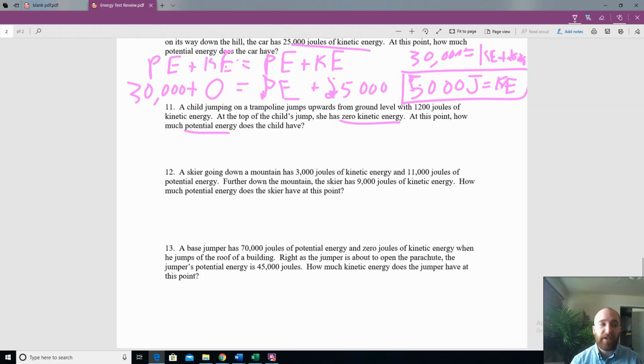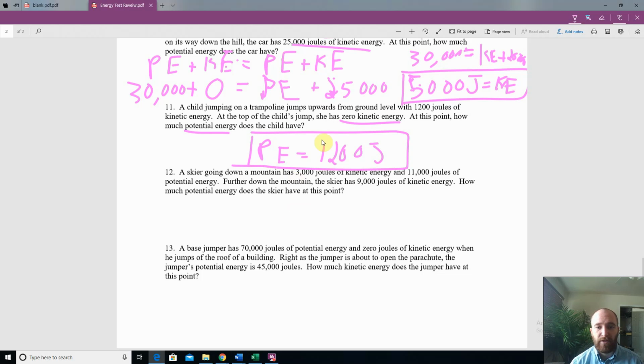Because remember, energy can't disappear. It has to go somewhere. Well, the only place it could have gone is into potential. So the potential energy must be 12,000 joules. And that's it. If you do the equation setup, you should get the same answer. But again, since it lost 12,000 joules of kinetic, it must have gained 12,000 joules of potential.